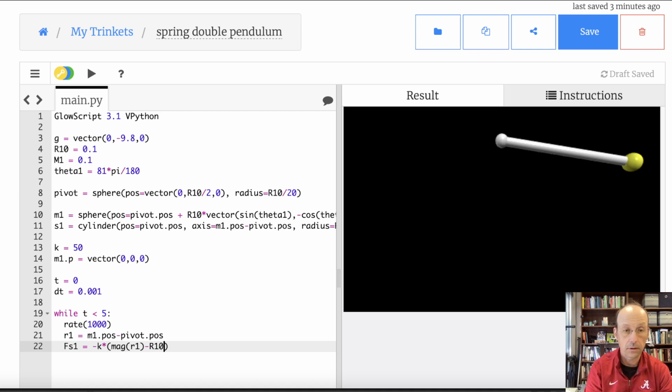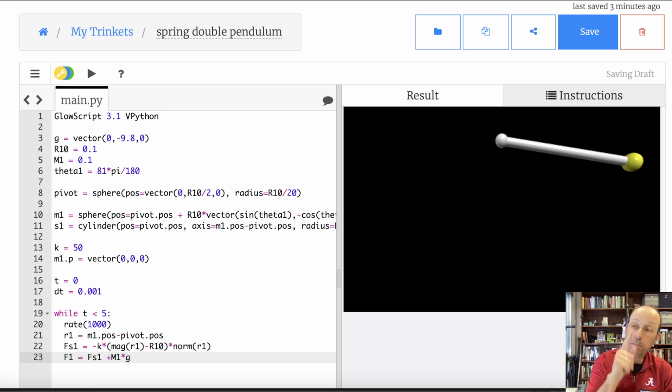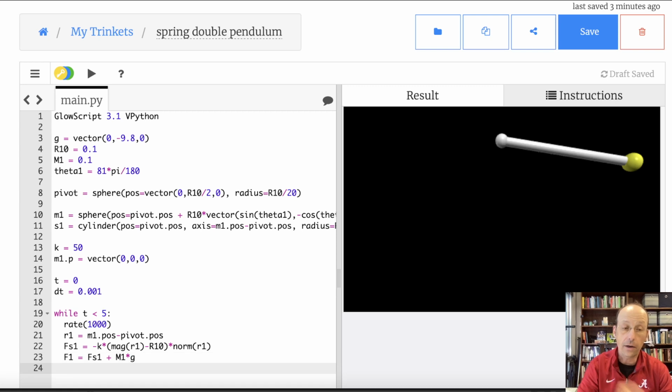R10 times norm r1. Now I can calculate the total force. I'll call it F1. It's going to be Fs1 plus M1 times G. Now, that's plus, right? It's plus because G has a negative y component, but I'm not subtracting that whole thing. Those are two vectors. I'm adding two vectors. I get a vector equation. Now I know the net force.